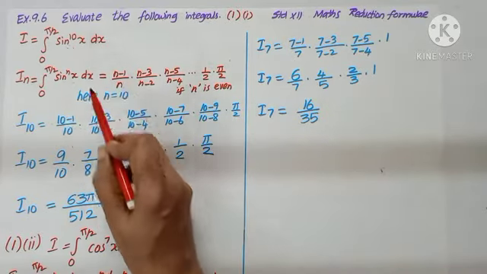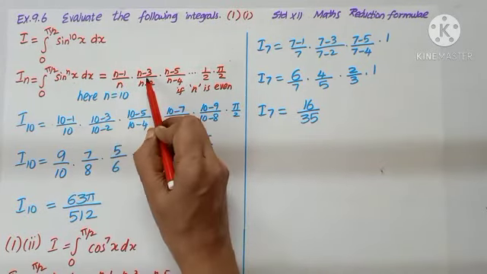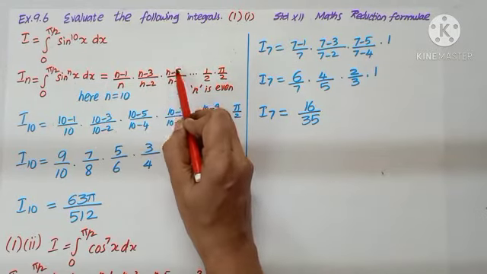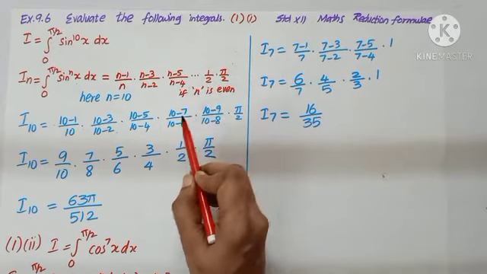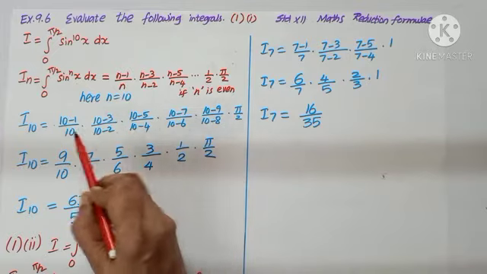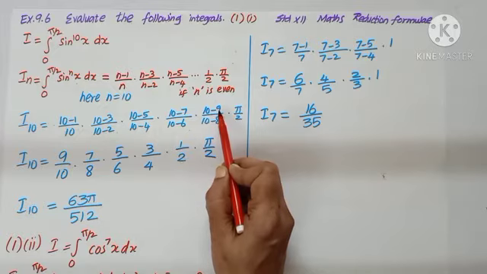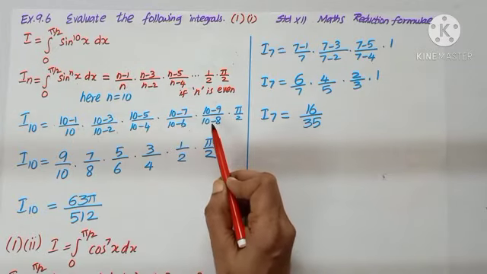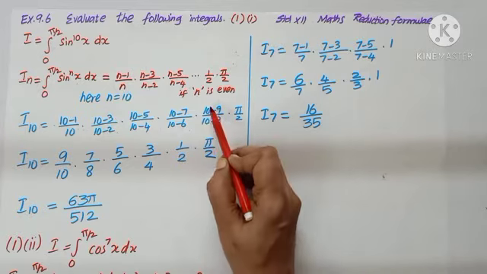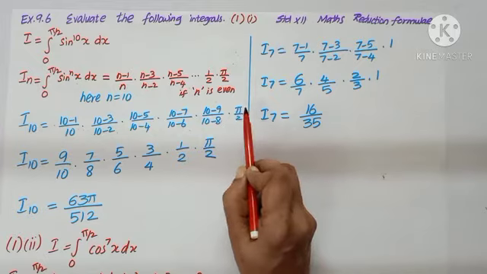Here n is equal to 10. How do I substitute? 10 minus 1 by 10, 10 minus 3 by 10 minus 2, 10 minus 5 by 10 minus 4 and so on. So 10 minus 1, 10 minus 3, 10 minus 5, 10 minus 7, 10 minus 9 gives me 1. So stop with that. Denominator 10, 10 minus 2, 10 minus 4, 10 minus 6, 10 minus 8 gives me 2. Once I obtain 1 by 2, stop with that and remember to put pi by 2.